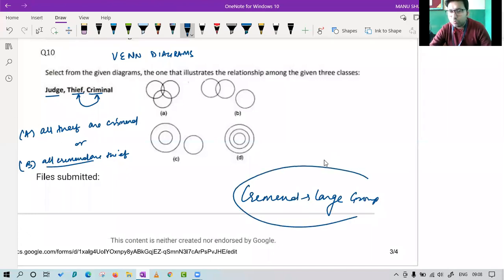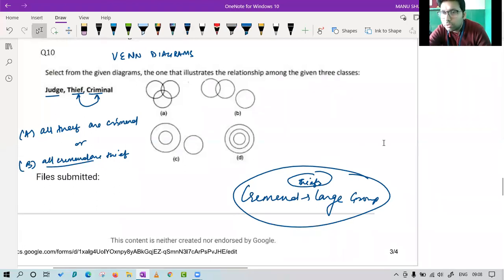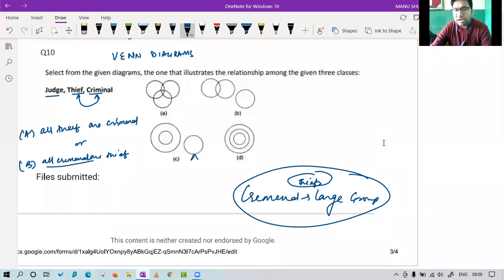In this large group, we have one small group of thieves. Sir, Soham, got it? Okay. So thieves and judges are not linked to them in any way. They are only going to give them their punishment. So the C part is the most appropriate one because this is showing that these three are in the same group.